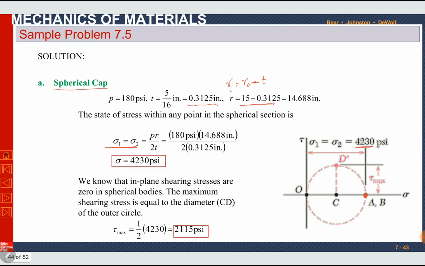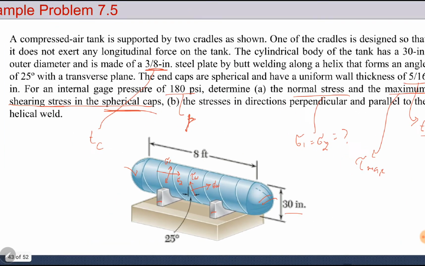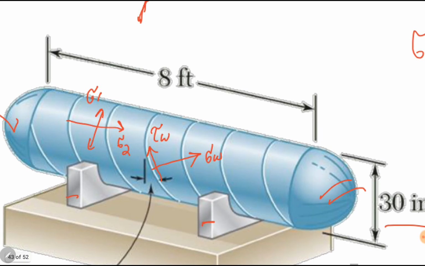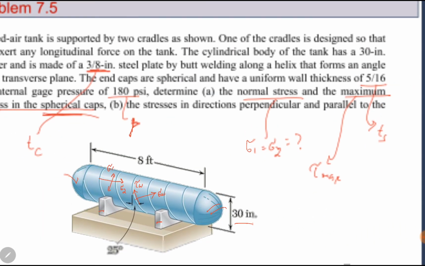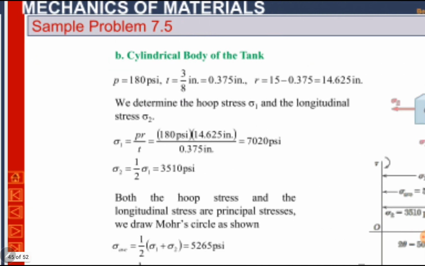In part B, we were asked to find sigma W and tau W. For that we need sigma 1 and sigma 2 initially. We will find sigma 1 and sigma 2 in the cylindrical portion.